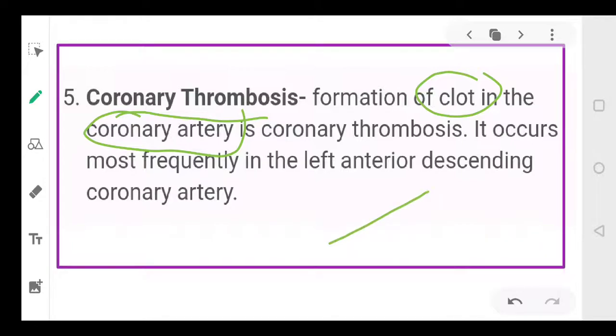So suppose ये आपकी artery है, इस artery में आपका clot बन गया है. So this will stop the flow of blood. ठीक है? And this generally occurs in the left anterior descending coronary artery. ये जो ज़्यादातर है ये आपकी left anterior descending coronary artery में होता है. Okay, clear everyone?